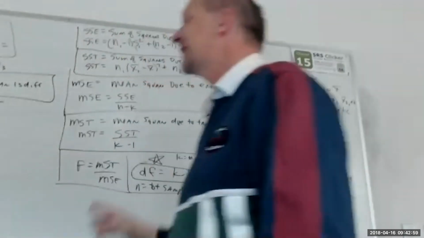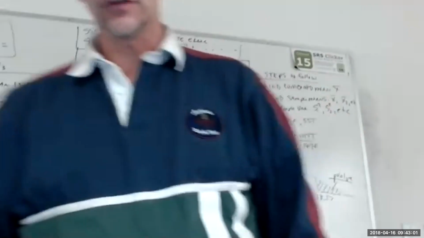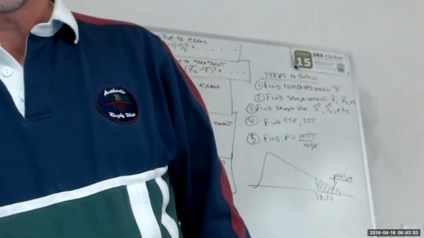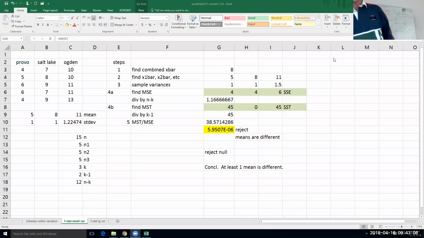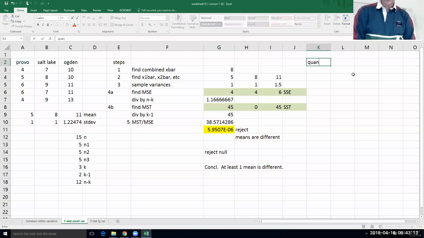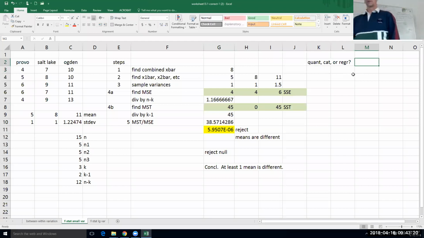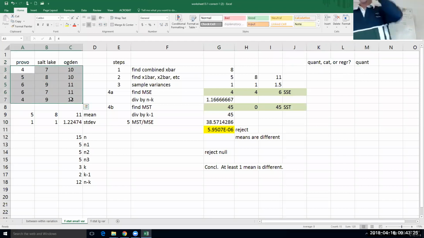But what I'd like to do is I'd like to go through the 7 steps. Okay? So let's go through the 7 steps right now. All right. So the first question we have to ask ourselves, is this quantitative, categorical, or regression data? It's quantitative, right? Clearly, these are numbers that represent something quantitative. Okay, I don't know what it represents, but it represents something.